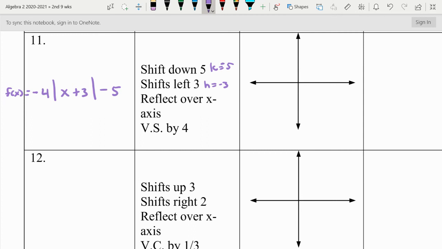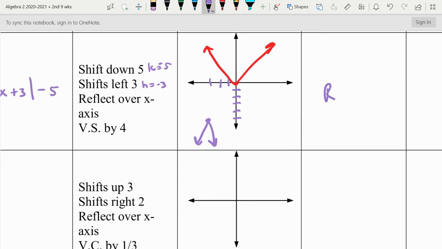So let's represent that. Let's put our reference parent function here. Okay, so it's going to reflect down. It's going to be a vertical stretch. It's going to go left 3, 1, 2, 3, and then down 5, 1, 2, 3, 4, and 5. So right about there, open downward. Kind of do a thinner one because it's going to be stretched. Right, there we go. And that would be a good drawing of it.